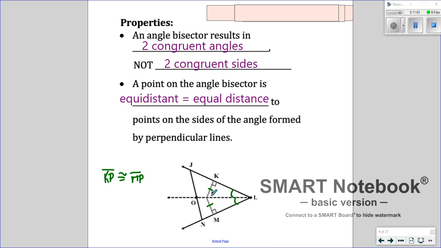So this works when you have a ray from that angle. When you have the full angle, and you create a perpendicular line that intersects with the angle bisector, and you do it on the other side too, then it's going to be congruent. The angle is going to be congruent, and then that's going to be congruent.